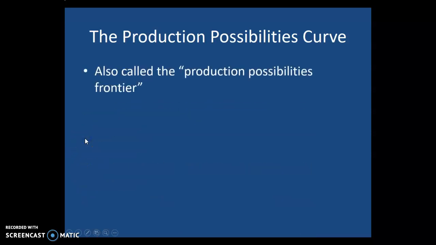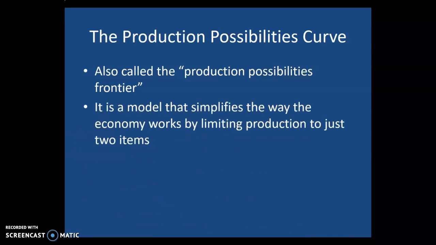The production possibilities curve is also sometimes called the production possibilities frontier. So you'll hear it referred to as the PPF or even the PPC, using the abbreviation. Whether it's called the production possibilities curve or production possibilities frontier is irrelevant. It's the same thing. It's basically just a model that simplifies the way the economy works by limiting production to just two items.